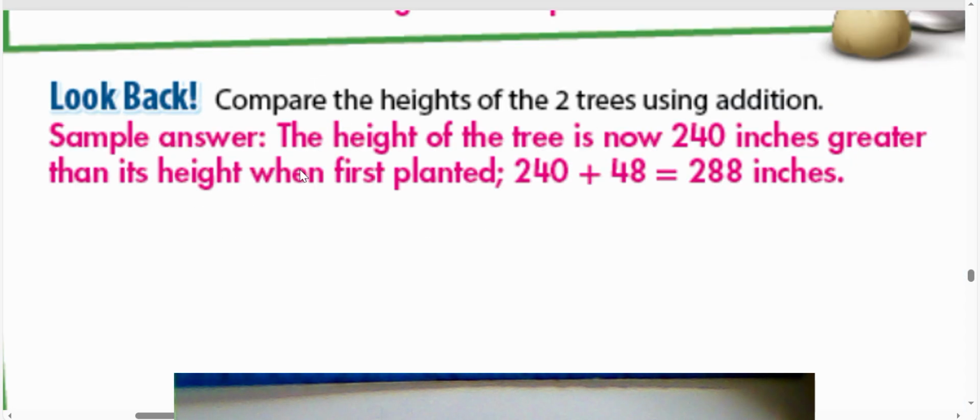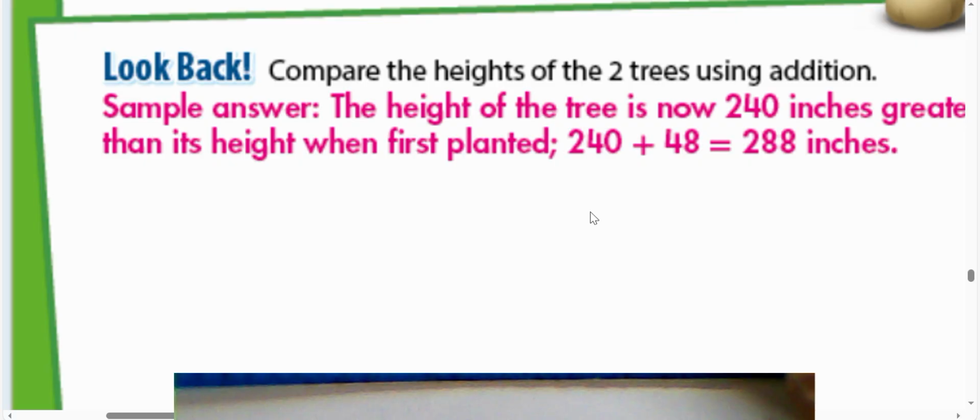Back here, compare the heights of two trees using addition. We can write the number. The height of the tree now is 240, 40 inches greater than its height when first planted. 240 plus 48, the result will be 288. Okay, we can compare two trees using addition. 240 plus 48, it will be 288. You can add together. Okay, understood?